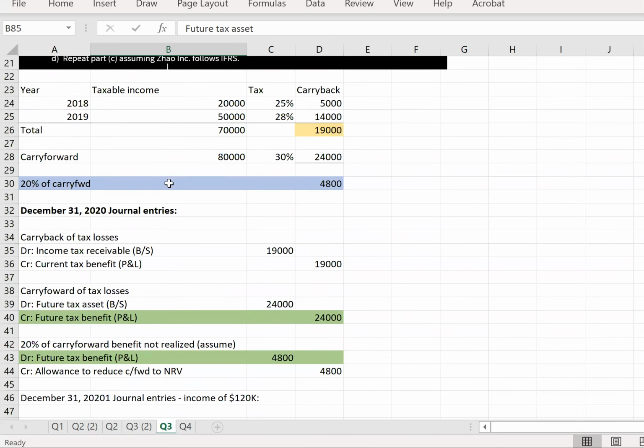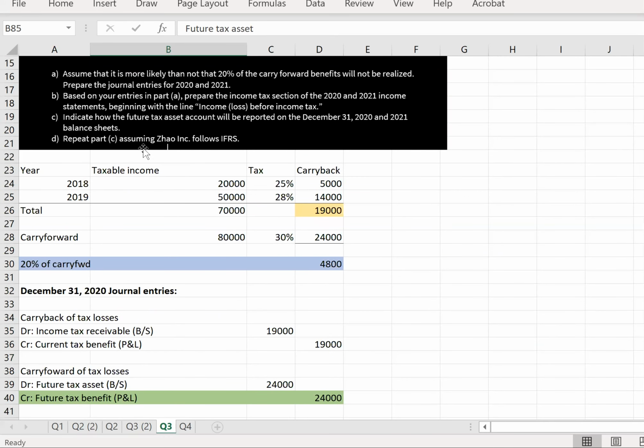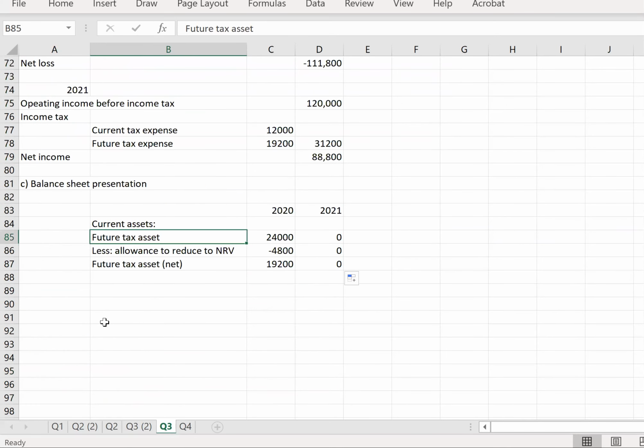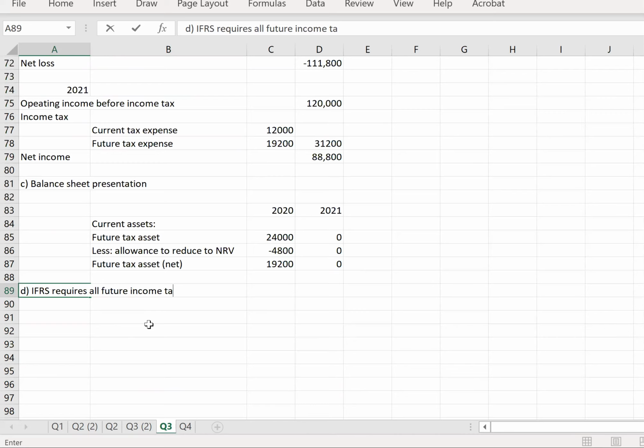And the last piece of this question, which is D, says repeat part C, assuming Zao Inc. follows IFRS. So let's put D. IFRS requires all future income tax to be classified as non-current. So it would be non-current. And it doesn't allow the use of valuation accounts.